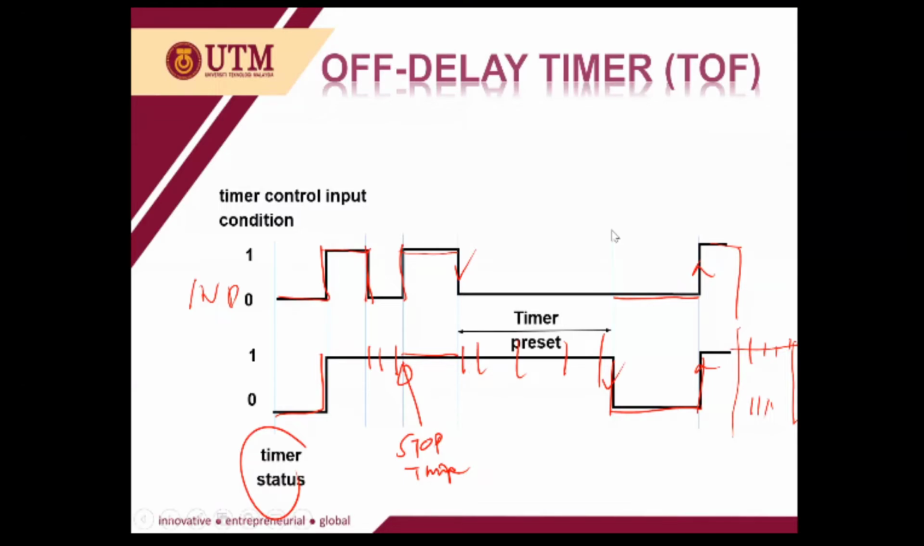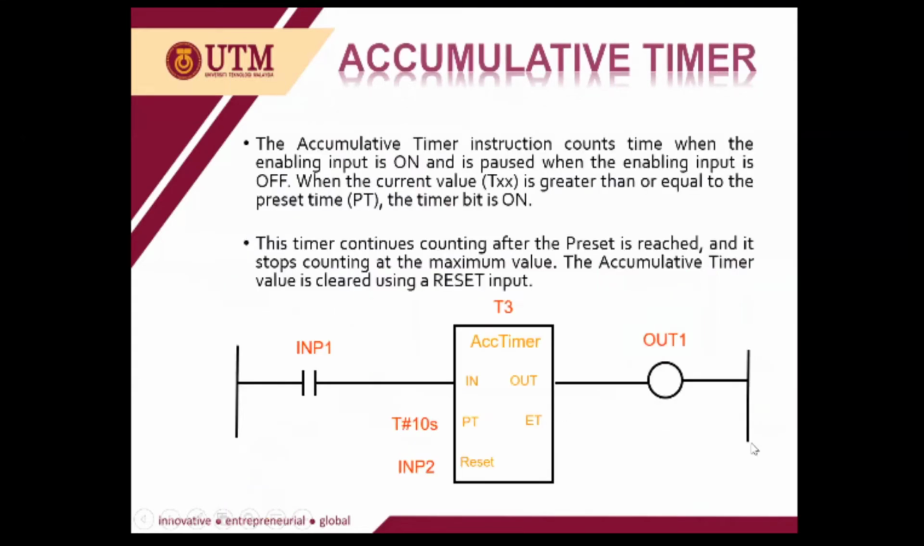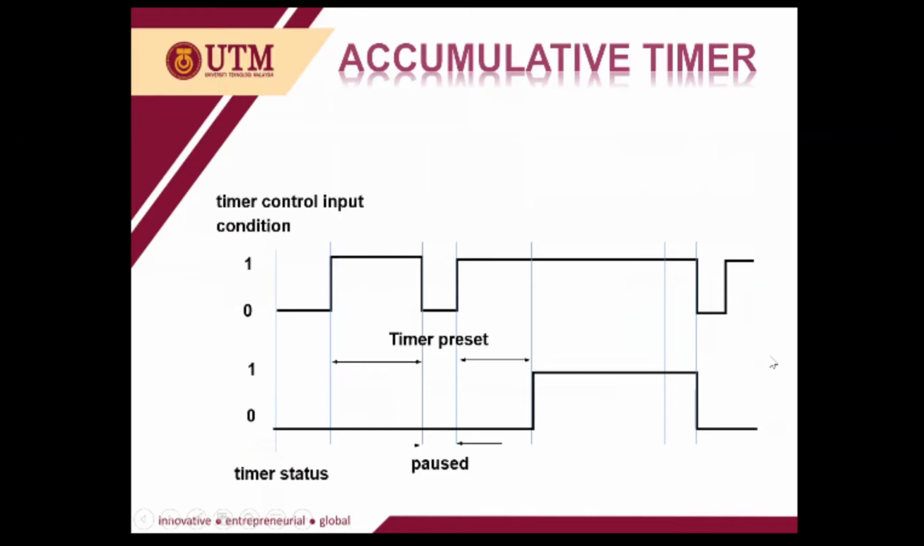And the last one is the accumulative type of timer. This kind of timer is quite the same as the previous one, the on delay. When your input is high, it takes some time to start the output. It starts counting. Let's say 10 seconds is the preset time. Okay, high, then it starts counting 1, 2, 3, 4, 5, 6. At 6 seconds, you release the input. The timer stops here. It's not stop, it pauses.